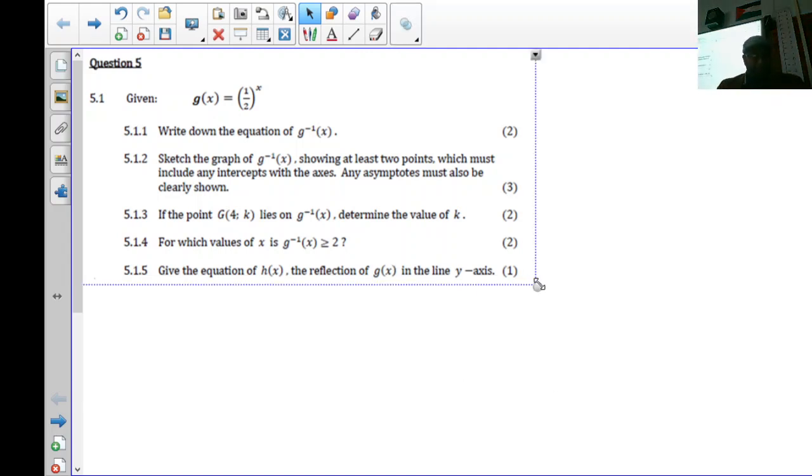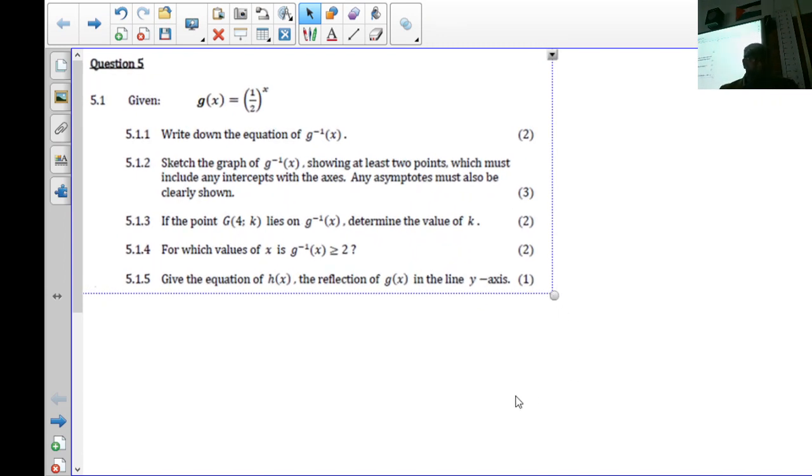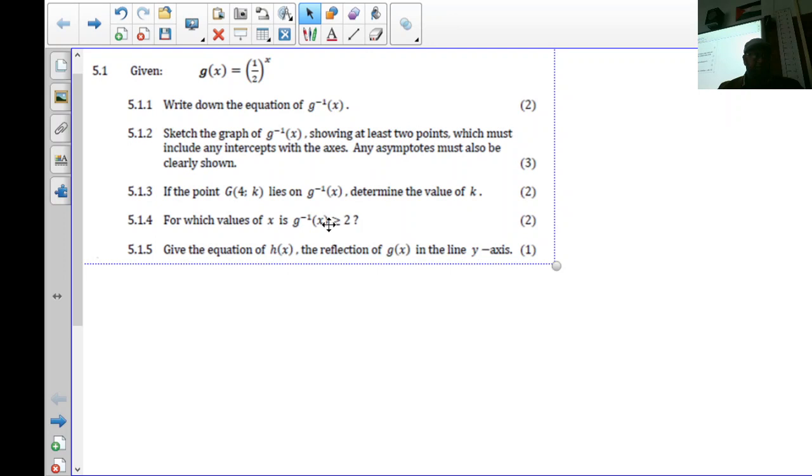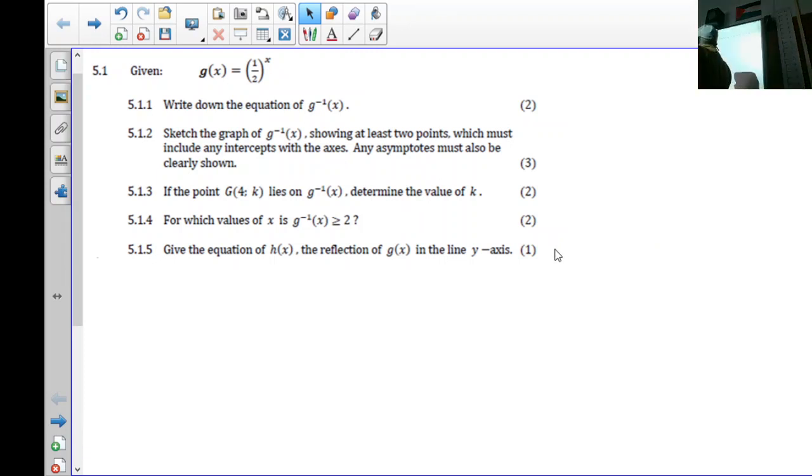Good morning. So today we're looking at the Metro Central Education District, the Common Paper 2021, question 5. Okay. So in 5.1 we are told that g of x equals a half raised to the x. So this is your exponential function. The question says write down the equation of g to the minus 1. So they're asking you to write down the inverse function.